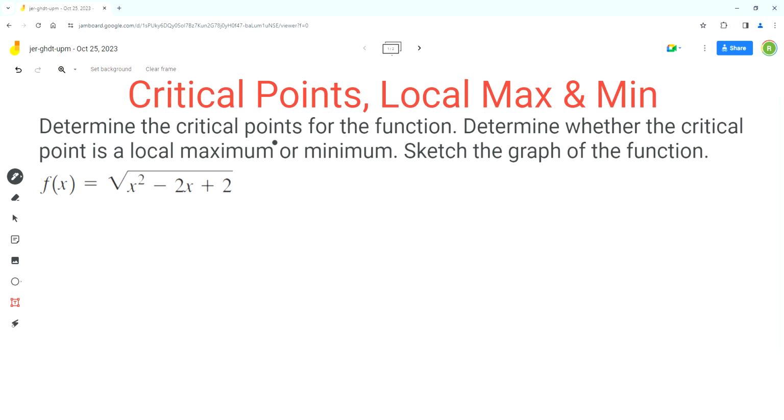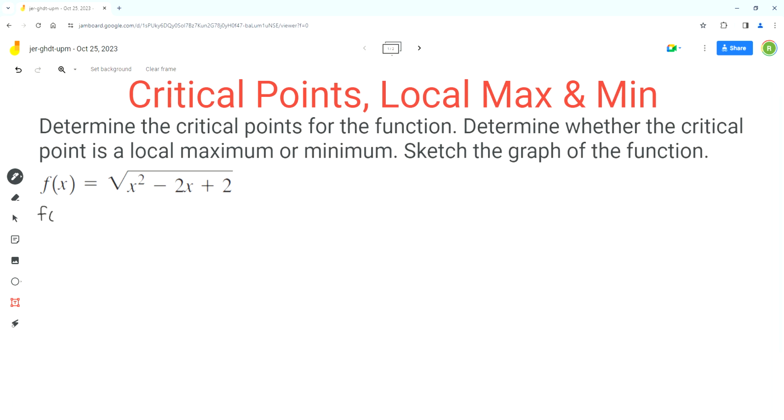So critical points are points where f prime of x, or the derivative of the function, is either equal to 0 or undefined. So the first step here is to find the derivative of this function. Now this is a radical function. So the first thing we should do is change the radical into a rational exponent because that will make it easy to find the derivative.